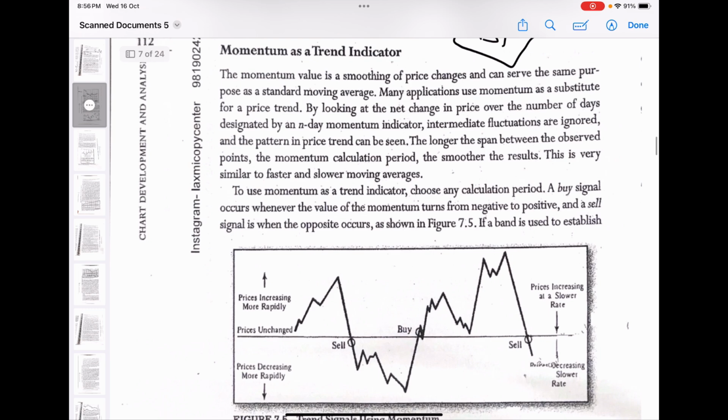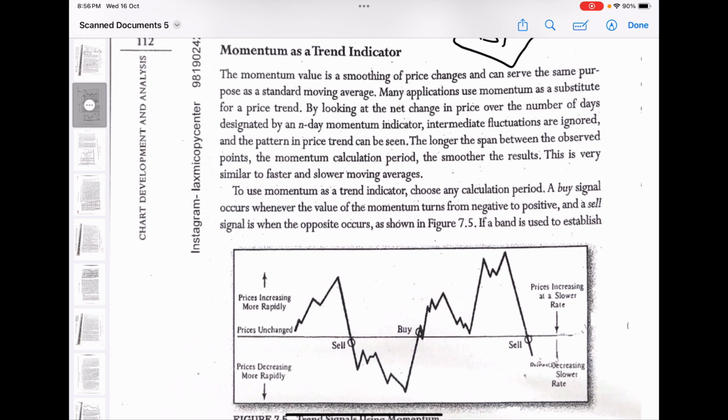The momentum value is a smoothing of price changes and can serve the same purpose as a standard moving average. Many applications use momentum as a substitute for a price trend. Why do we use momentum instead of a moving average? Because momentum has less noise as compared to the price. The immediate fluctuations are often ignored when you're using momentum indicators, and you can always correlate with the price and make decisions more easily. This is very similar to faster and slower moving averages.